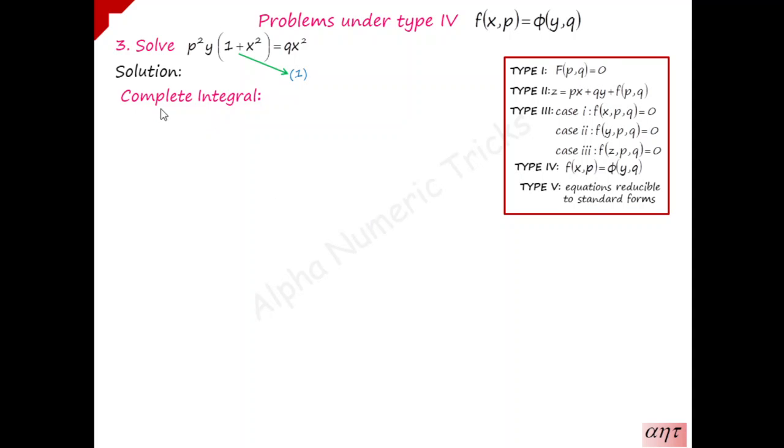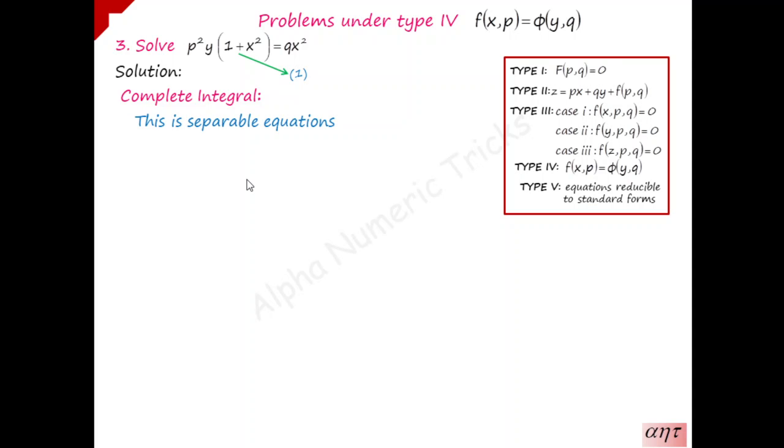What is the complete integral for this type of equation, that is, a separable equation? Let us recollect it in a second. You have to separate the variables and equate it to a constant, with each side equated to the same constant. Then we find the values of p and q, and substitute them in dz is equal to p dx plus q dy. Integrating, we get the complete integral. That is the procedure. Now we will see how to get the solution.